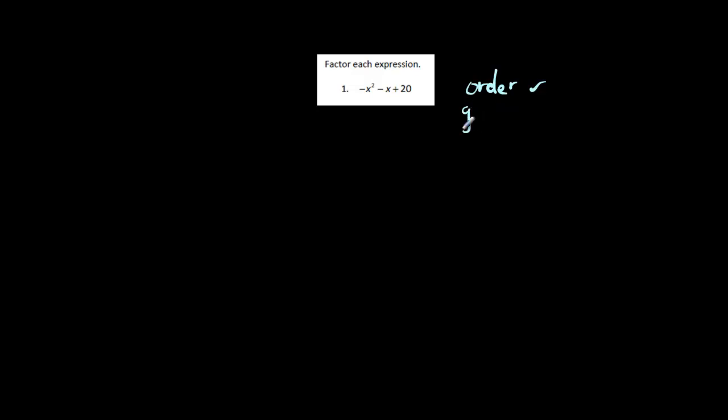Now we have to check to see if there's a greatest common factor or a leading coefficient of a negative. There's no greatest common factor, but there is a leading coefficient that's negative. So what I'm going to do is factor out the negative first. So if I factor out the negative, this is what I'm going to have.